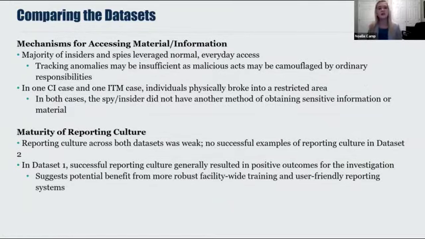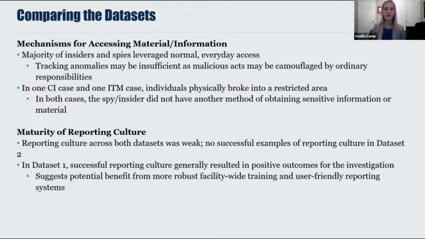We found that the majority of insiders and spies leveraged their normal everyday access to access either the material that they eventually stole or the information that they compromised. This was one of our most significant findings, as so much of insider threat mitigation relies on tracking anomalies within individual behavior. But this finding suggests that tracking anomalies may be insufficient if malicious acts are camouflaged by an individual's ordinary responsibilities.